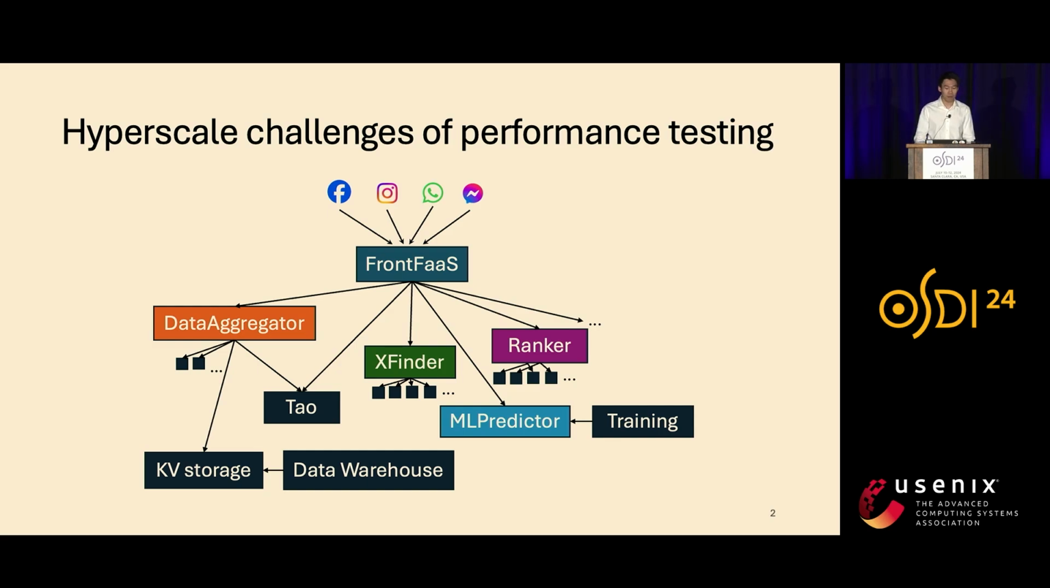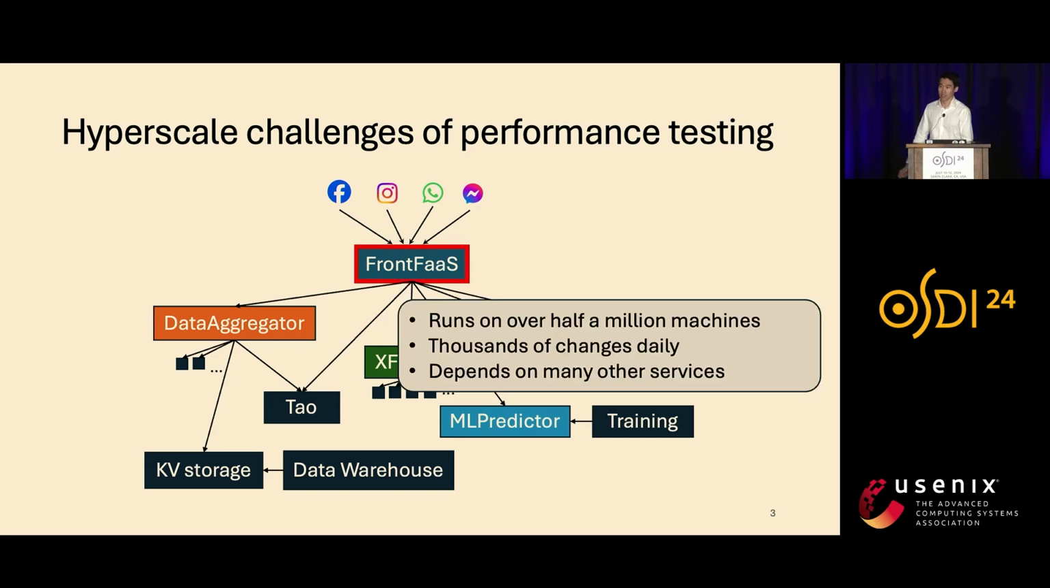To illustrate the problem of performance testing, I'm going to talk about one of these, front FAS. This is our front-end web service. It's a serverless function as a service platform. It runs on over 500,000 machines, and we have thousands of developers making thousands of changes to the service a day. You'll also note that it depends on many of these other services that I'm showing here. And so these characteristics of the service have led to several challenges with building a generic performance testing platform.